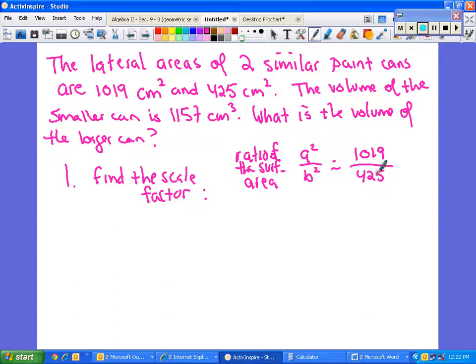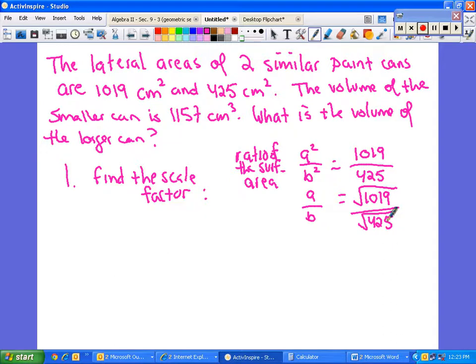Now, if this is the ratio of the area, how do I find the scale factor? What do I have to do to these two numbers? Square root. Take the square root. So if a squared over b squared is 1019 over 425, then a over b is the square root of 1019 over the square root of 425. Okay, this is a little complicated, so please pay attention. Now, this is the scale factor.